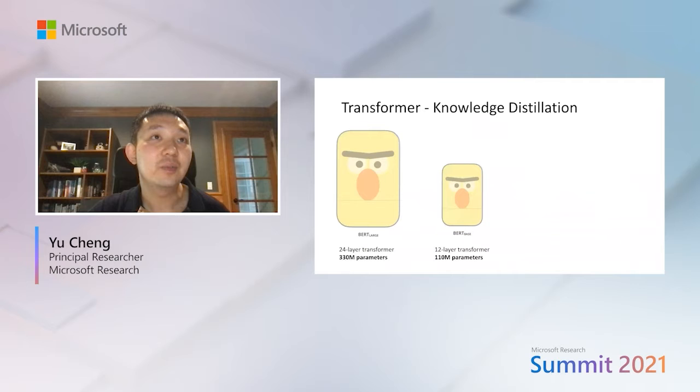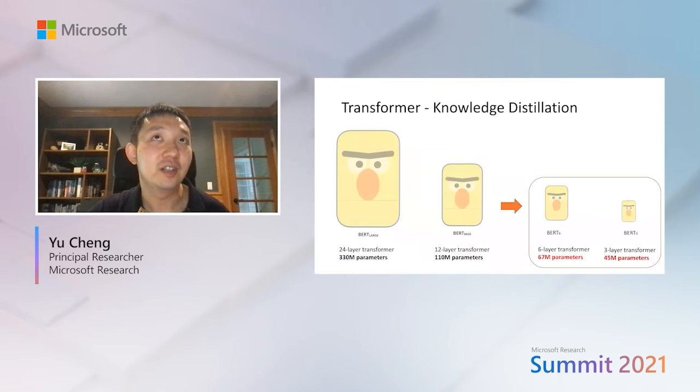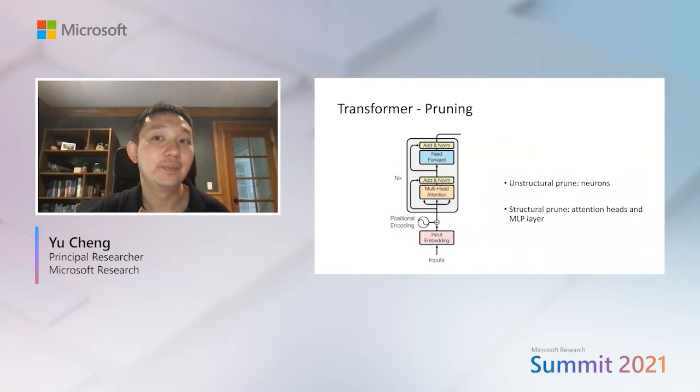The first technique we use for model compression is knowledge distillation. It naturally reduces the number of layers in transformer models. For example, we have BERT large and BERT base models with 24 transformer layers and 12 transformer layers. You can reduce them to smaller transformers, like 6-layer BERT and 3-layer BERT.